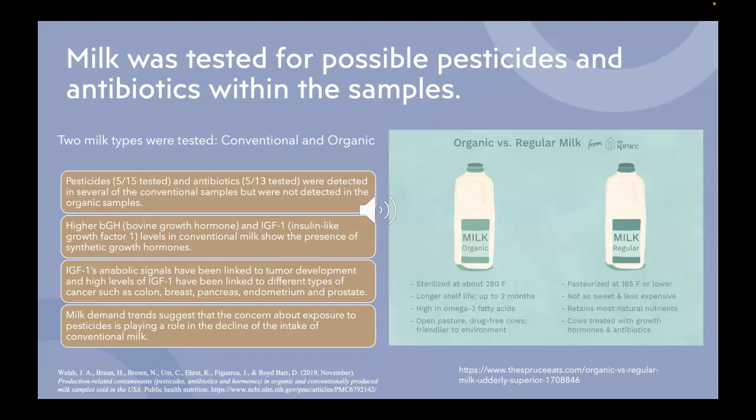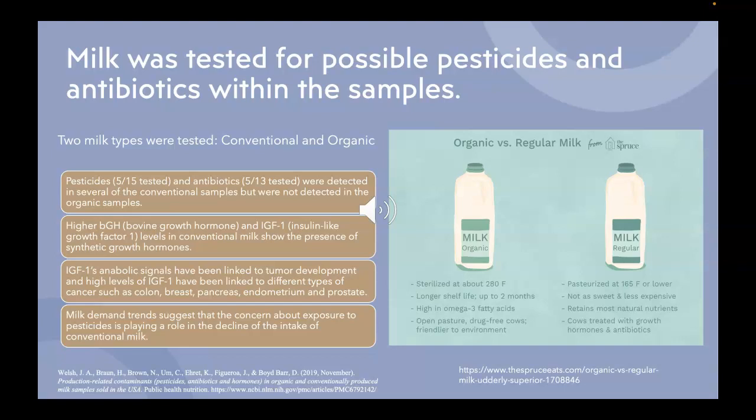Pesticides and antibiotics were detected in several of the conventional samples, but were not detected in the organic samples. 5 out of 15 were detected of the pesticide group, and 5 out of 13 were detected in the antibiotic group. Higher BGH, which is bovine growth hormone, and insulin-like growth factor, which is IGF-1, there were higher levels of these two hormone growth factors in conventional milk, and this shows the presence of synthetic growth hormones, of course.